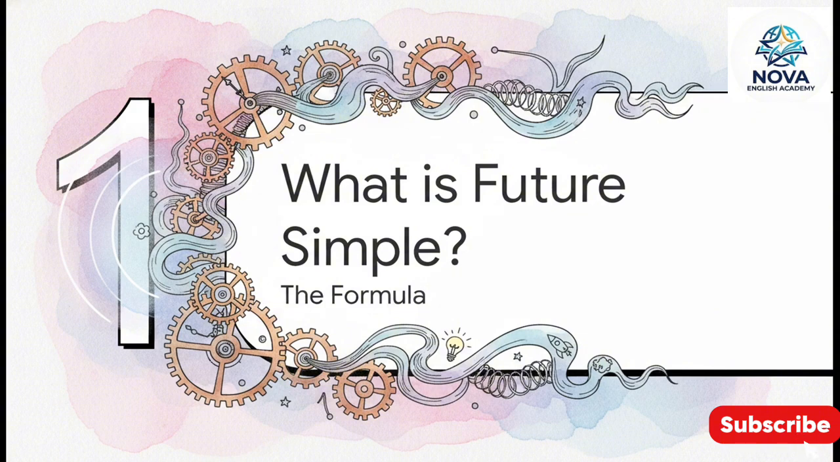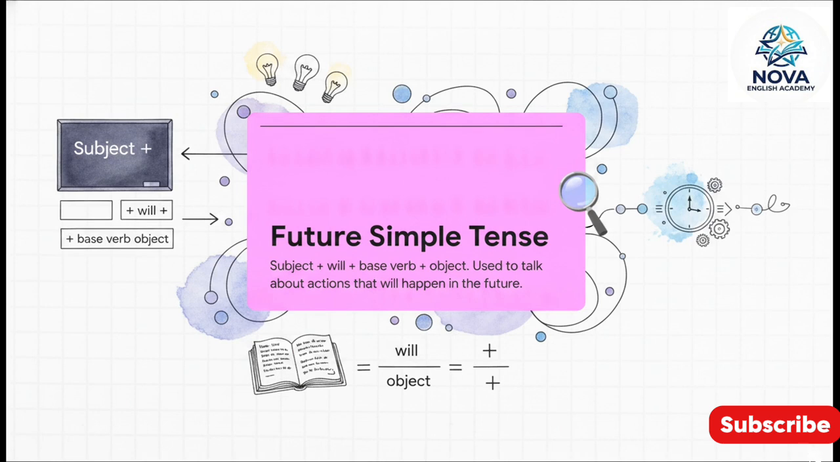What is future simple? The formula for tomorrow. To put it simply, we use this tense for actions that haven't happened yet. Think of it like a linguistic time machine, right? The formula is incredibly straightforward. It's just your subject, plus the word will, plus your base verb, and then your object. It's this really elegant, satisfying little math equation that instantly lets you project your thoughts forward in time.